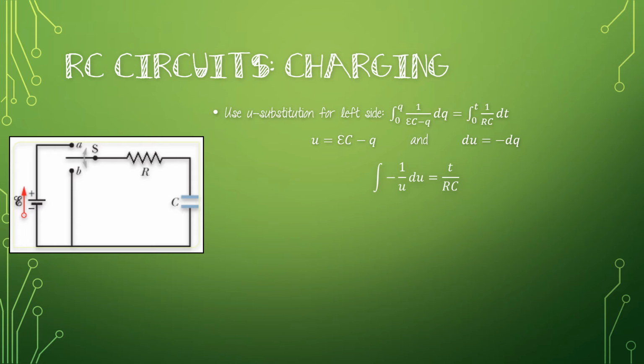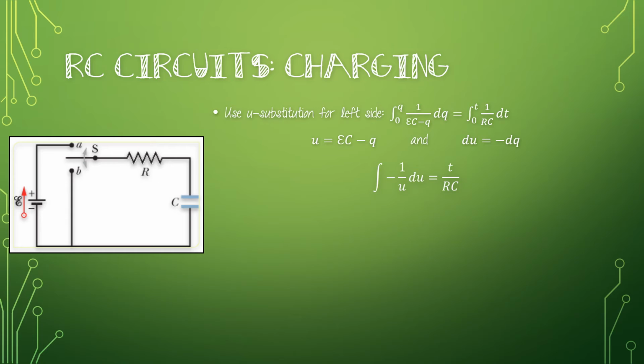And on the right-hand side, I went ahead and actually took that integral. I'm going from time equals 0 to time equals t. And R times C, that's a constant, so I can pull that out of my equation. So I was basically left with 1 over RC times the integral of dt, which we know is just t. So that's where that right-hand side came from.